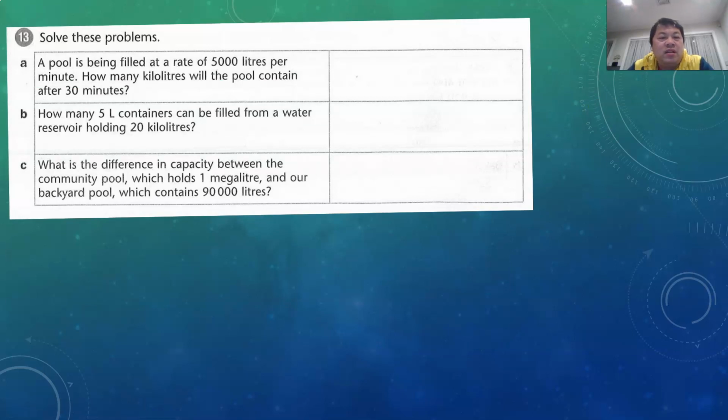Question 13, these are problem solving questions. We use A as an example. The pool is being filled at a rate of 5,000 liters per minute. How many kiloliters will the pool contain after 30 minutes? So again, you're going to find out how much water is in the pool after 30 minutes. So it's 5,000 times 30.